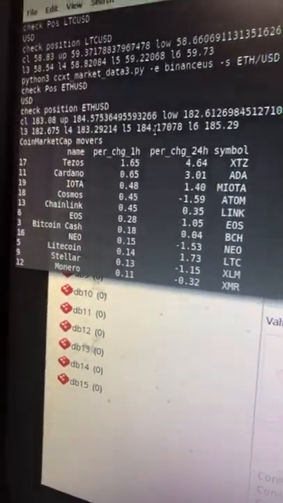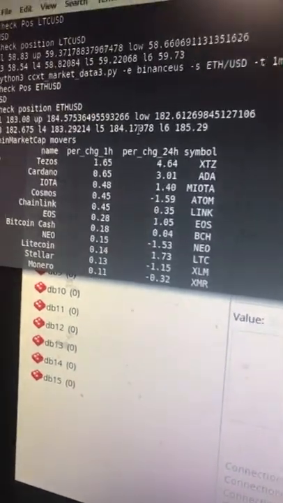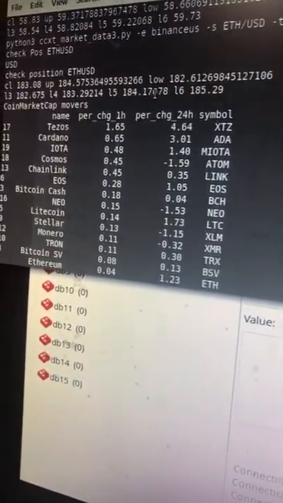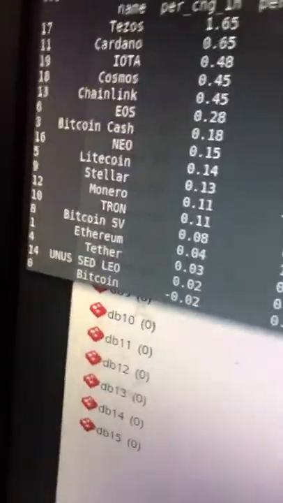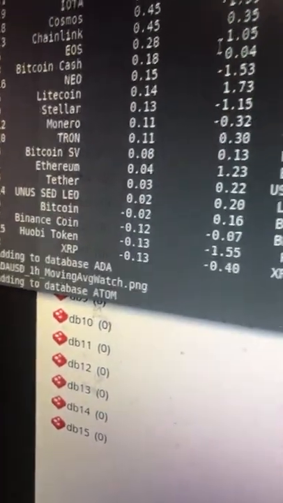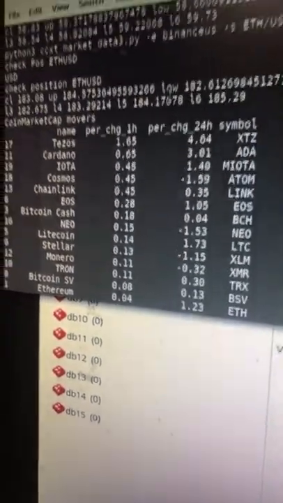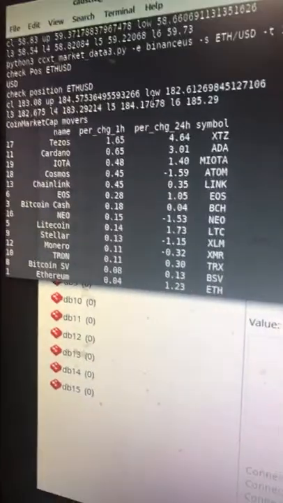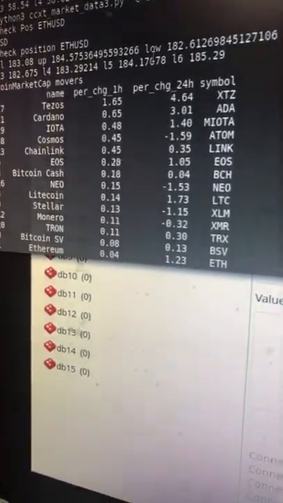This right here, you can see these are the CoinMarketCap movers, hourly and 24-hour moves. Out of the top 20, it's a little better than the last stream a few minutes ago. It's a lot more positive.